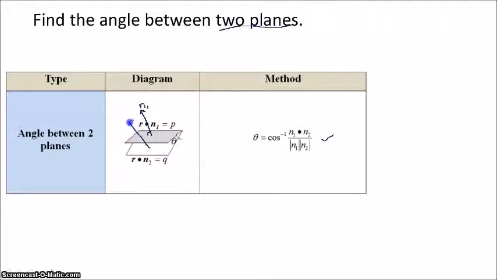As you can see from the diagram, you have the normal vector. Here I draw again to make it clearer. We have the normal vectors n1 and n2. That is how the theta, the angle between two planes, works. Just use this formula.